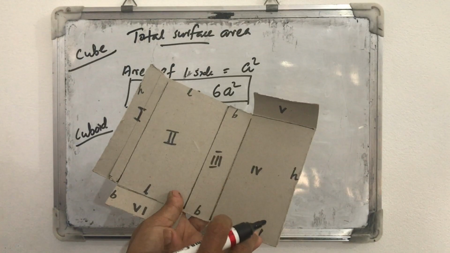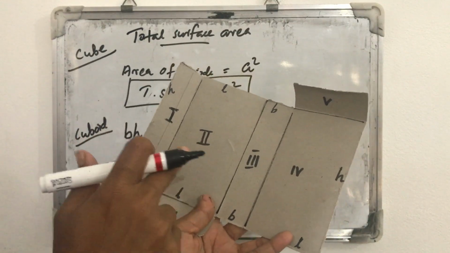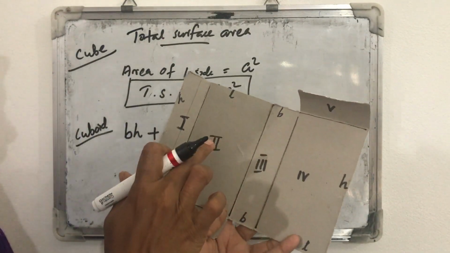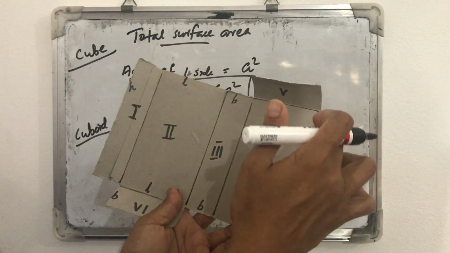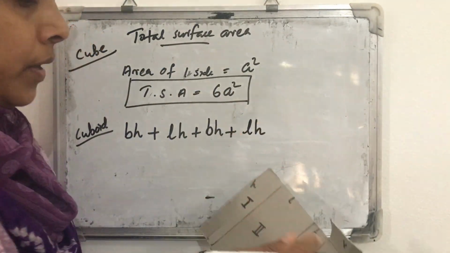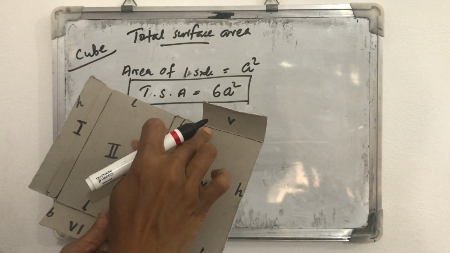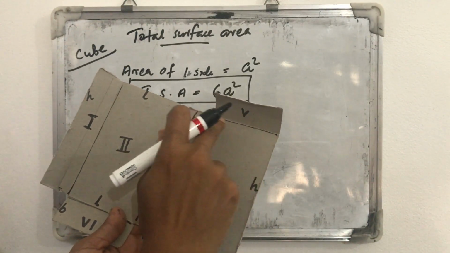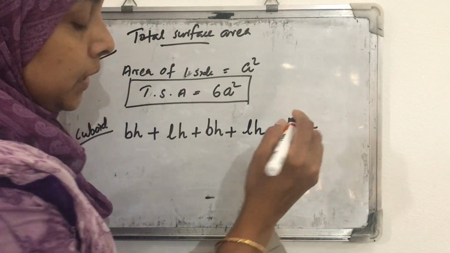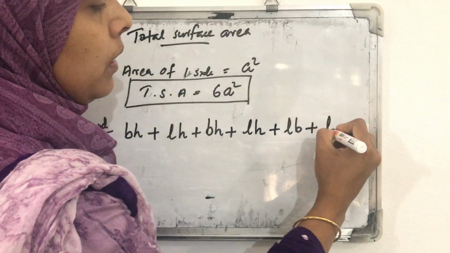And here the fourth rectangle will be the same, as rectangles 1 and 3 are the same size, and second and fourth are also the same rectangles. Its length we take as H, and this breadth we take as L, so that area will be LH plus. The fifth and sixth rectangles will also be the same. Now the fifth rectangle, its length is L and breadth is B, so LB plus the sixth rectangle, which measures L into B.